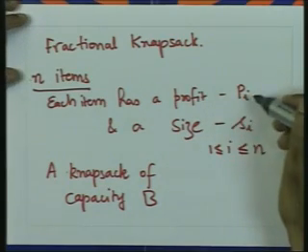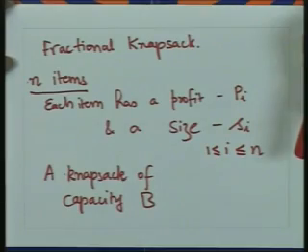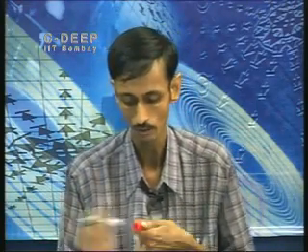Okay, this is the input. So this is the input, which is each item has some profit and size, and a knapsack of capacity B, and the output is, for each item you have to say what fraction of this item you're going to take. Okay, so you are given each item, there's only one unit of an item which is available to you. You have to take a fraction of this item. For each item you have to say what fraction, so that the total size is at most B. You cannot take more than what the knapsack can contain, and you want to maximize the profit.